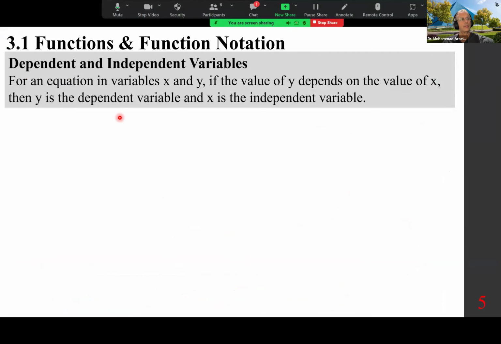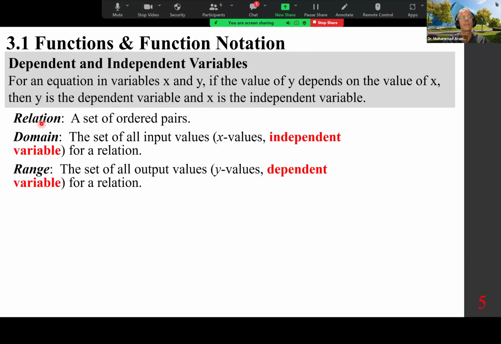And now let's start with 3.1, functions and function notation. Dependent and independent variables. For an equation in variables x and y, if the value of y depends on the value of x, then y is the dependent variable and x is the independent variable.